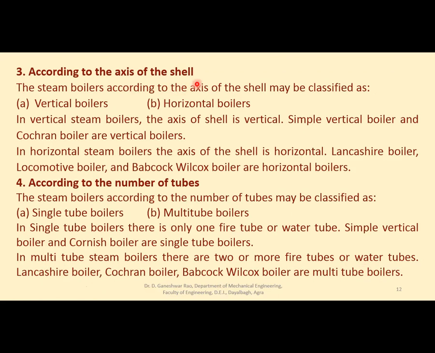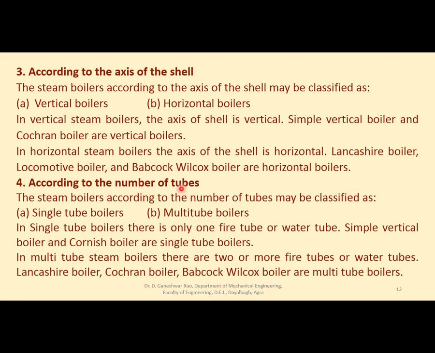Number 3, according to the axis of the shell. If steam boiler shell is vertical, then it will be called vertical boiler. If boiler shell is kept horizontal, it will be horizontal boiler, right? अब एग्जांपल्स भी आप देख सकते हैं. वर्टिकल बॉयलर्स में तो एक सिंपल वर्टिकल बॉयलर नाम से ही पता चल रहा है, कॉकरन बॉयलर, these are vertical boilers. And horizontal steam boilers, Lancashire boilers, locomotive boiler, Babcock-Wilcox boiler, these are horizontal boilers.